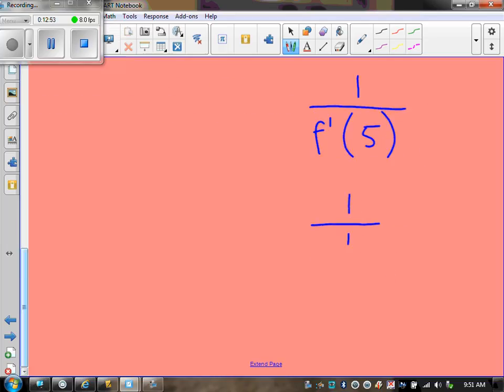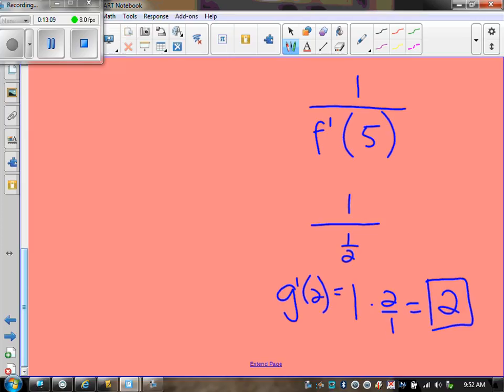I've got 1 over 1/2. That looks funny though, right? We don't ever divide fractions. We only multiply by reciprocals. So instead of dividing by 1/2, can I multiply by 2 over 1? And so then I end up getting that g's derivative at x equals 2 is 2.